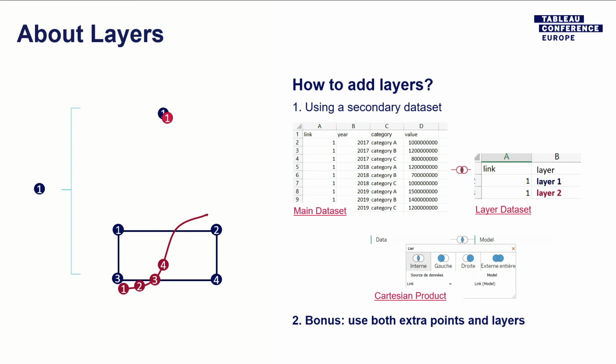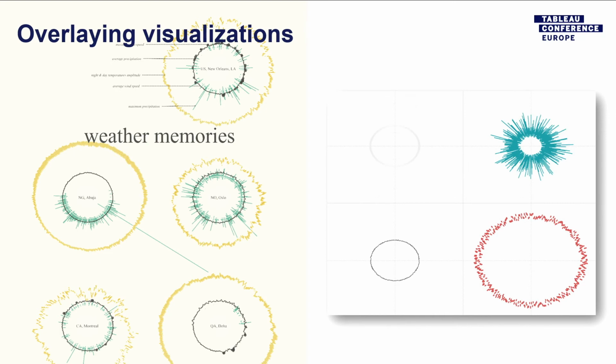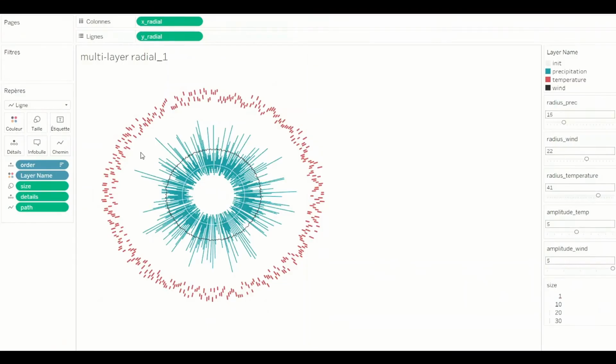But it gets really fun when you use both extra points and layers, because you can draw things like that, rectangle and curve, but things much more complicated, like the Becker visualization or this multi-layered radial chart I built last year for Iron Viz. And I will explain to you how I built that. I did not use 2 layers, but 4 layers that are overlapped on top of each other to create the multi-radial chart.